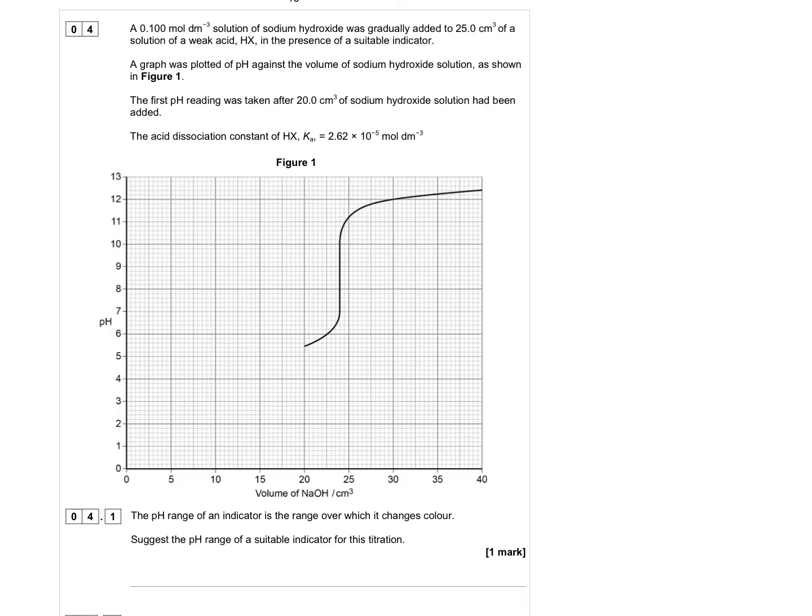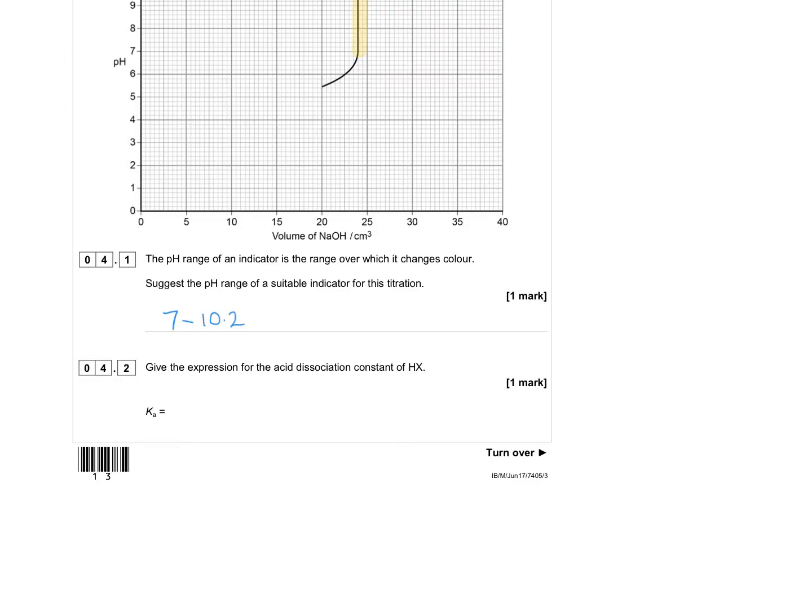So question 4 is about the required practical, where we looked at the different pH curves for titration. This one in particular is about sodium hydroxide being added to a weak acid. So the first question asks about what the pH range of a suitable indicator for this titration is. So you need to remember that you look for where the steep vertical line is. So a pH anywhere on this line would be suitable, so somewhere in the range of about 7 to 10, or I think it says 7 to 10.2 on the mark scheme.